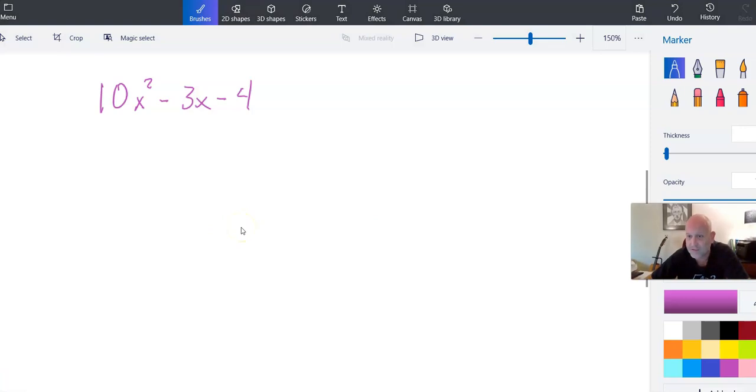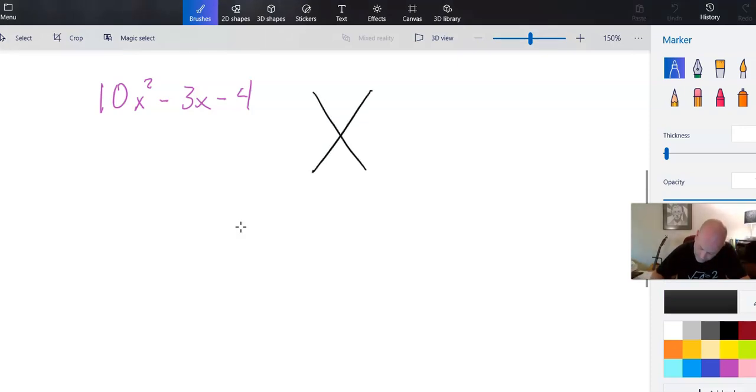Okay, well, hopefully you were successful. Let's see if we can walk through this. Okay, so we need our little magic x here. Let's see, 10 times negative 4 is negative 40. That's my master product. Negative 3 is the middle term. That's my sum.